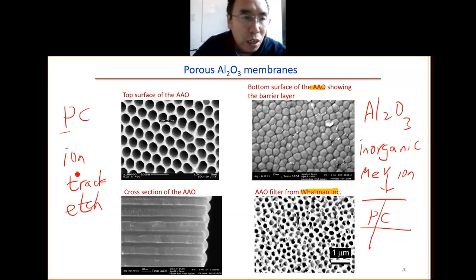That's why I said ion track etch. When the ion passes through, this area will be damaged. Then you can use some developer to remove the damaged part of the polycarbonate. This way you get this hole, this pore. It's also possible to make it of other materials, but this is the polymer filter, and the other one is the inorganic material filter.